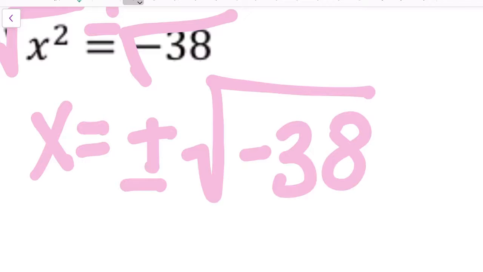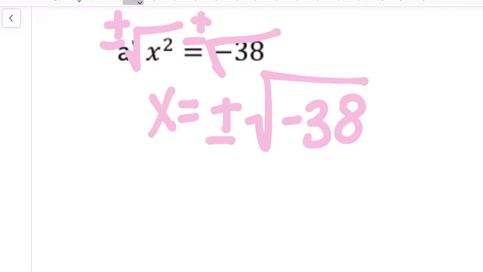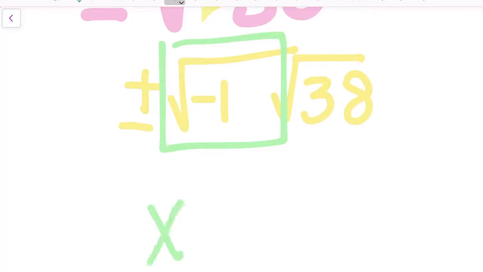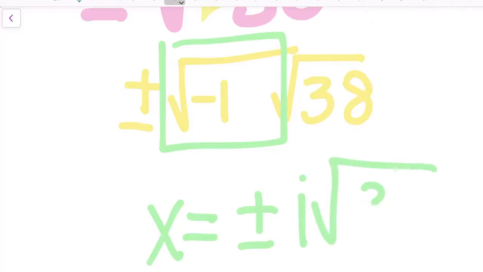Well, we just said we can break it down, right? Whenever you've got a negative, call it the square root of negative 1 times the square root of that positive number, because that would equal negative 38. And what is the square root of negative 1? i. So our final answer is plus or minus i radical 38. Now, if we could break down 38 as well, we could.